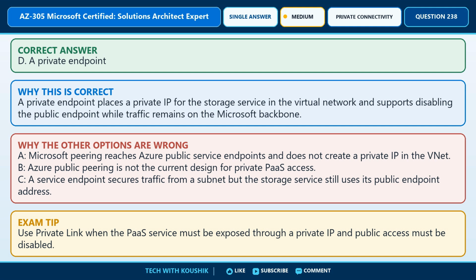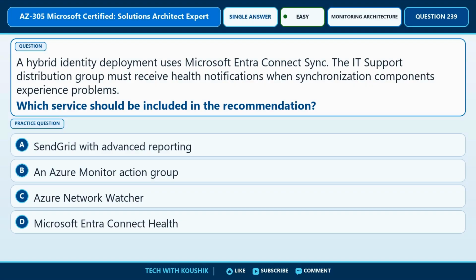Remember this distinction for the exam. Use Private Link when the PaaS service must be exposed through a private IP and public access must be disabled. The next item is question number 239.